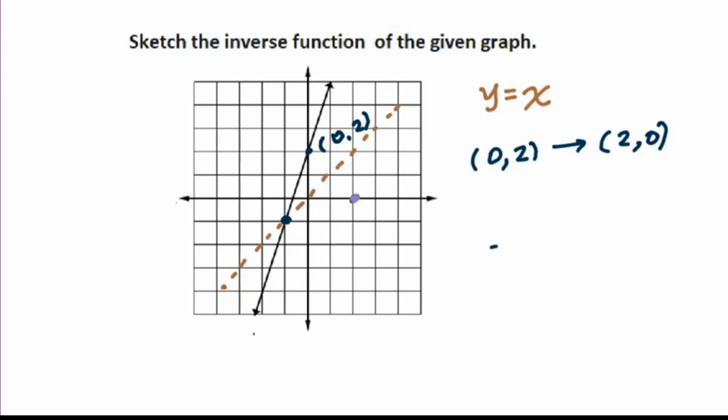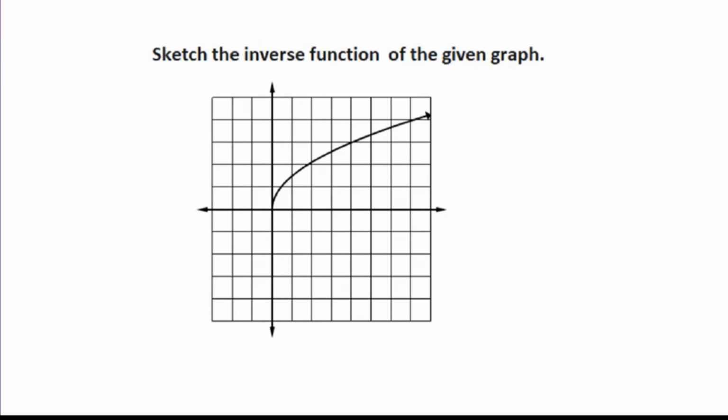We know that 2 points determine a line. Therefore, I just connect these 2 points. You will get this, which will be the inverse function. If we call this f of x, the green one will be the inverse of f of x.